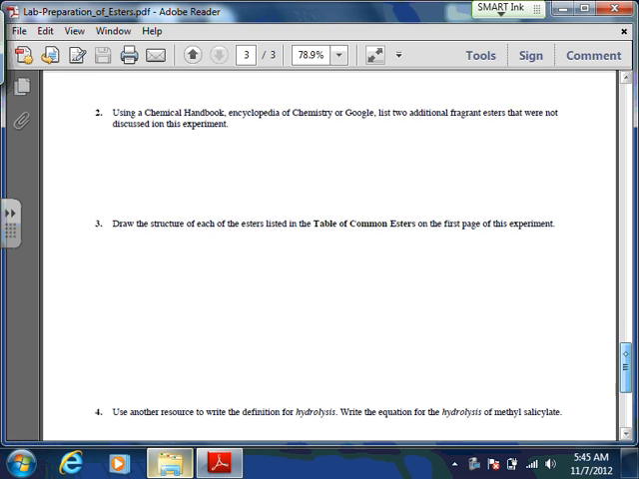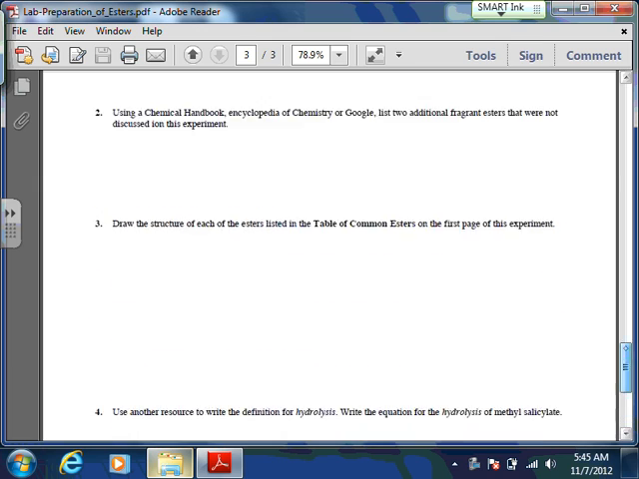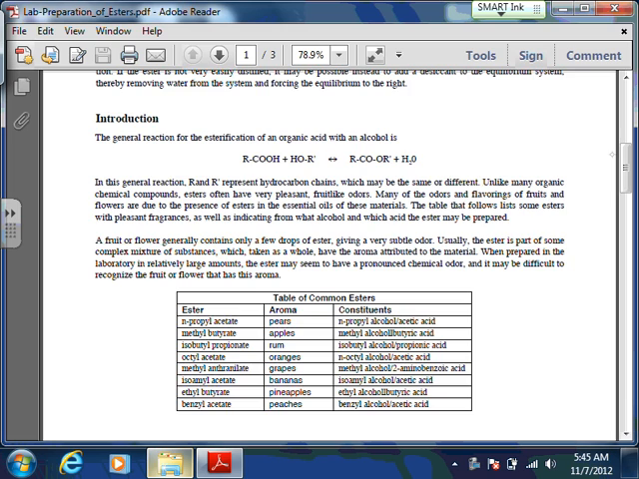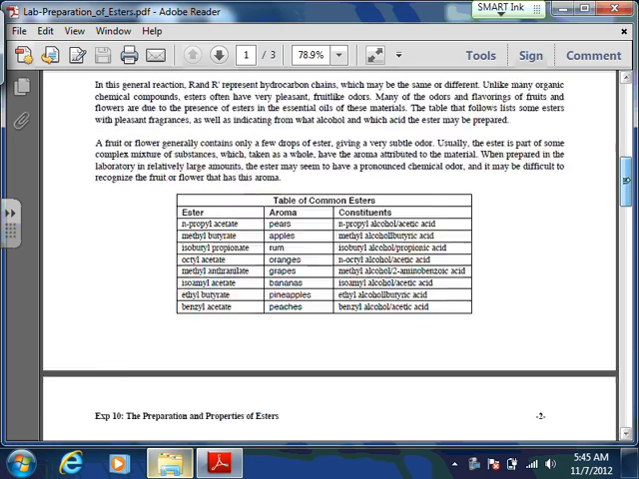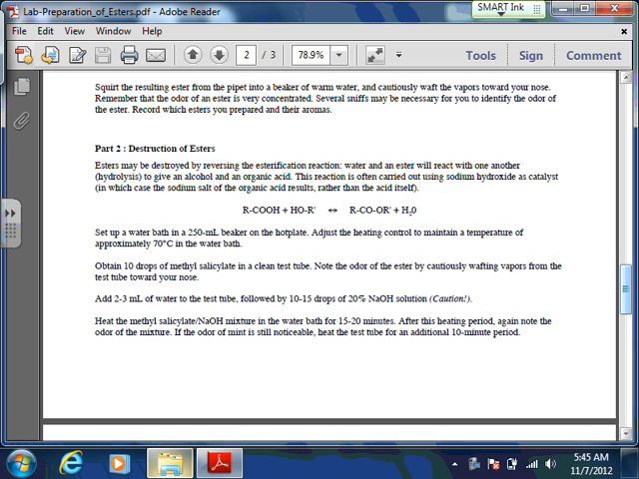Okay, so that's that one. Not hard, but it'll take you a little bit of time. Use another resource to write the definition for hydrolysis, so you just need to look up hydrolysis. Now, they do give you a definition in the lab. I think they just want a little more detailed definition. Let me see if I can find it here. Here we go. Where it says destruction of esters, part 2. Yeah, here we go. Hydrolysis, okay?